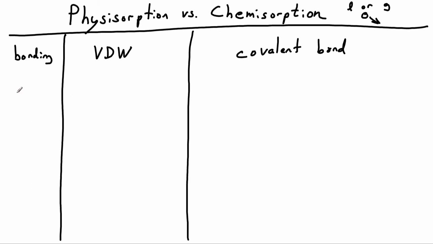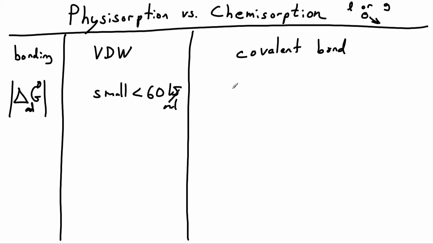If we look at the energy involved, in both cases, it's going to be a negative delta G standard for the process. In one case, though, it should be small, less than 60 kilojoules per mole. And because the chemisorption involves making and breaking covalent bonds, it's going to be large. It's going to be greater than 60 kilojoules per mole.